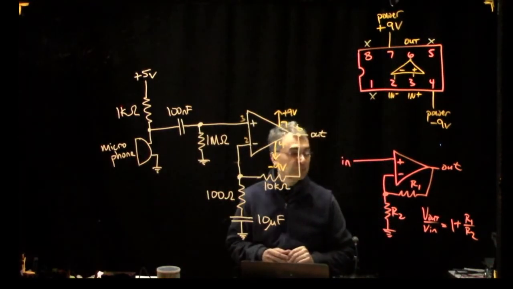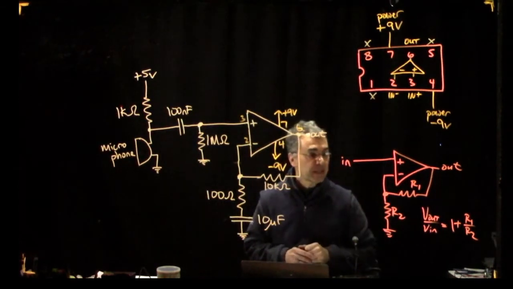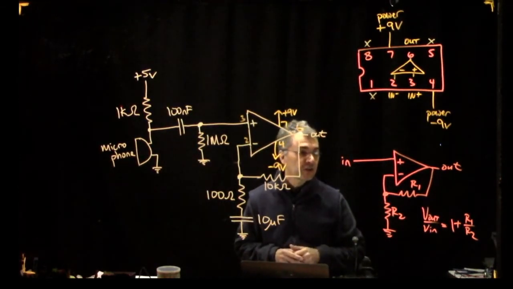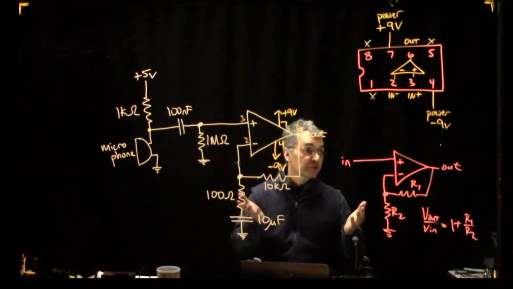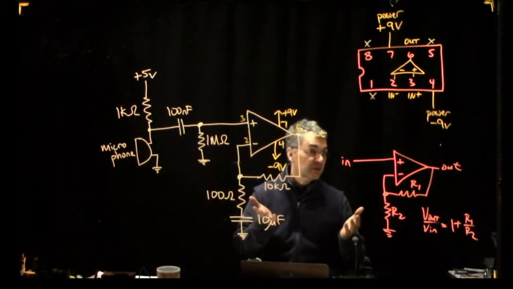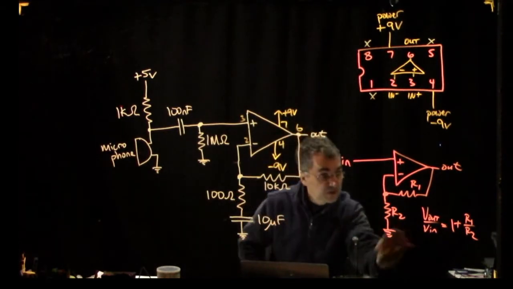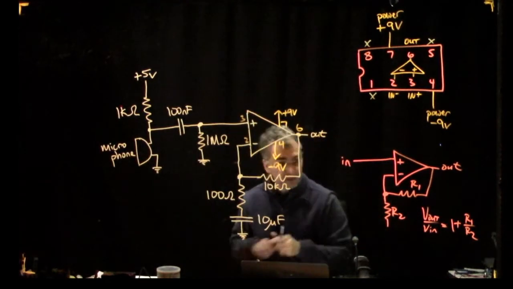Now, suppose that I am able to make R2 go to infinity for a DC signal. The way I do that is I stick a really big capacitor here.